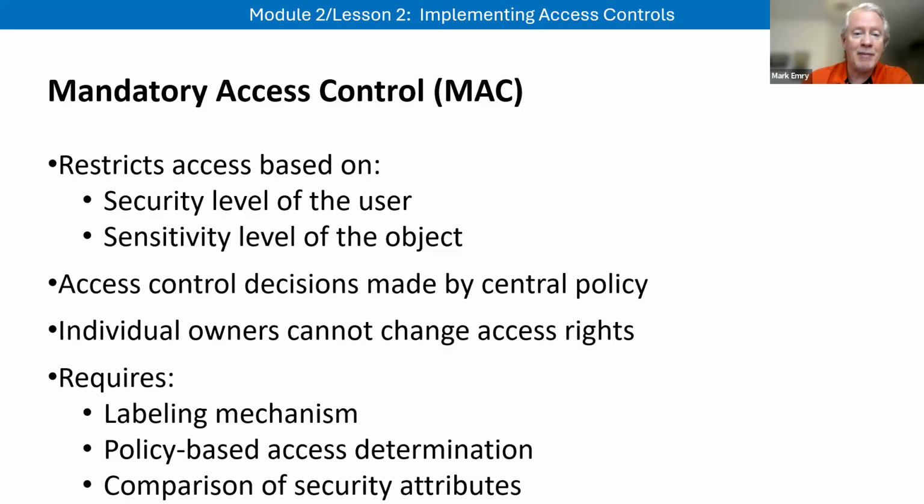MAC requires labeling mechanisms and means to determine access based on policy. The access control mechanism must be able to compare the user's security attributes to those of the resource upon which they are trying to access. This is typically done with an access control list, which we mentioned earlier. ACLs is not Austin city limits. It's the access control list. ACLs are platform dependent, which adds to the overhead of managing subjects and objects.